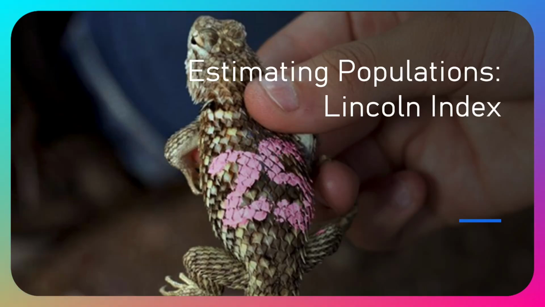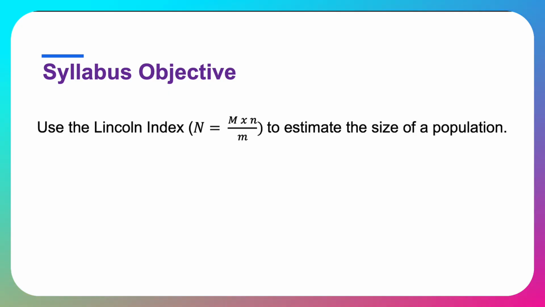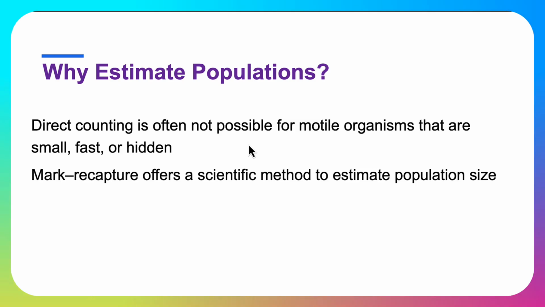So let's talk about estimating populations using the Lincoln Index. This is the syllabus objective. It's quite simply to be able to use the Lincoln Index, and this is the formula, to estimate the size of a population. Okay, so why do we estimate populations instead of counting every organism and being accurate?